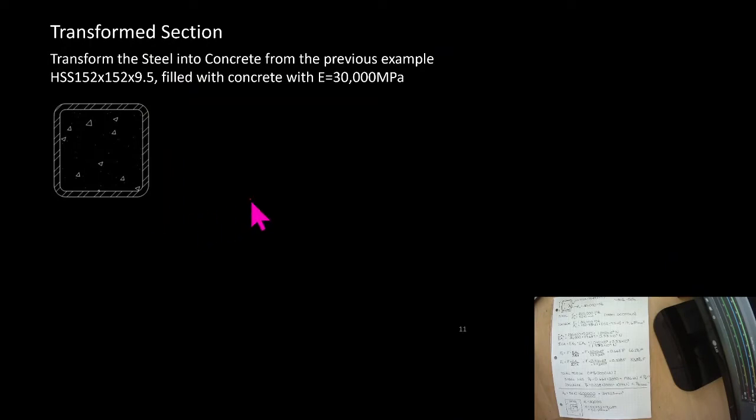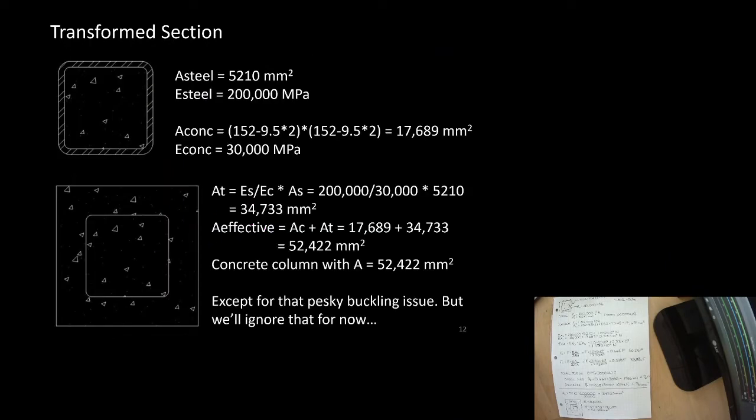Let's take a look at another transformed section example for a second. If we have a 250 by 350 concrete column with an E of 25,000 MPa and 8 20M bars. Now, you don't know much about rebar yet. We're going to talk about that next week, but I'll show you what that means area-wise.